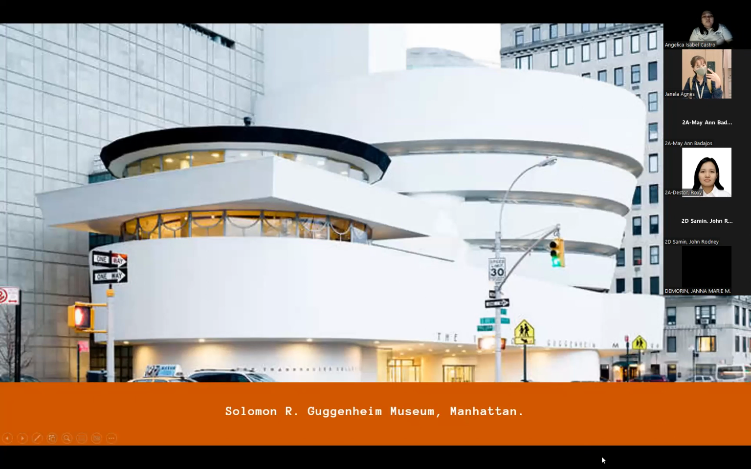Anyway, this is another structure by Frank Lloyd Wright. This is the Solomon Guggenheim Museum in Manhattan. We have another Guggenheim Museum. Ang sabi ni Frank, ang tamang way daw ng pagpunta sa isang museum ay magsisimula ka from the top. Topmost floor, going to the bottom.